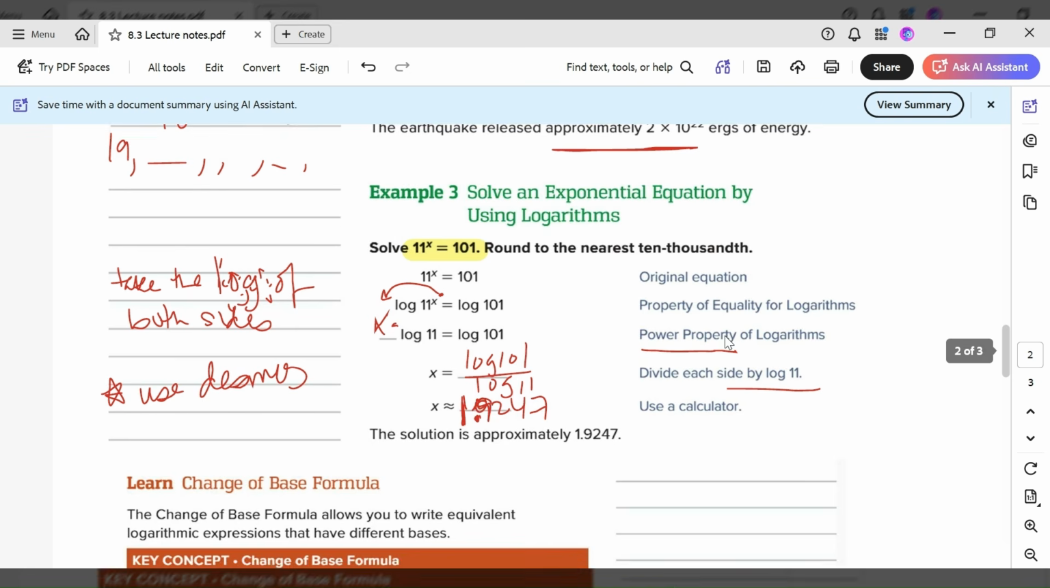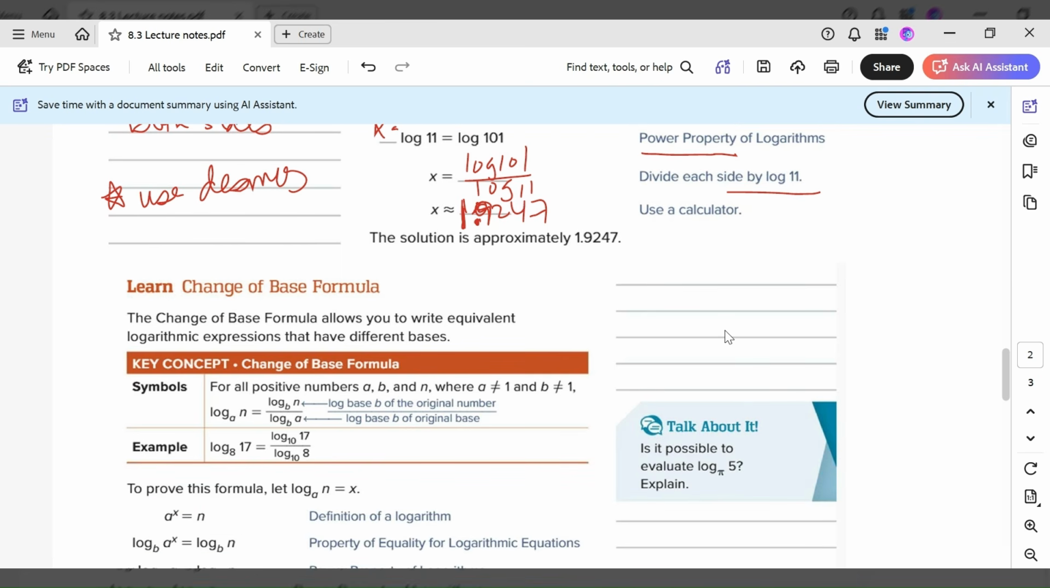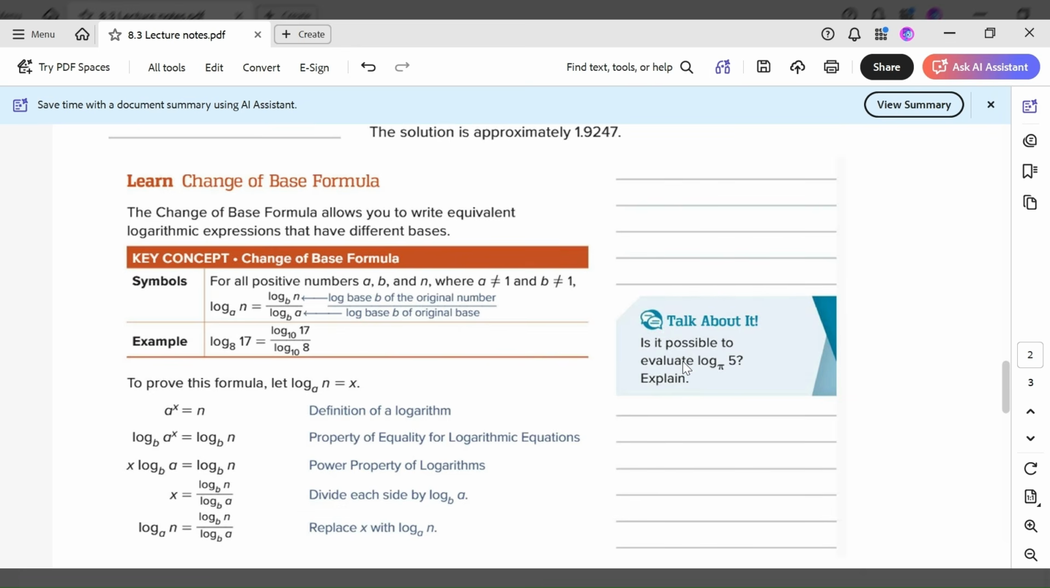Another way of doing this is also known as change of base. The change of base formula allows you to write equivalent logarithmic expressions that have different bases. Normally, remember, we are usually dealing with common logs, which are base 10.